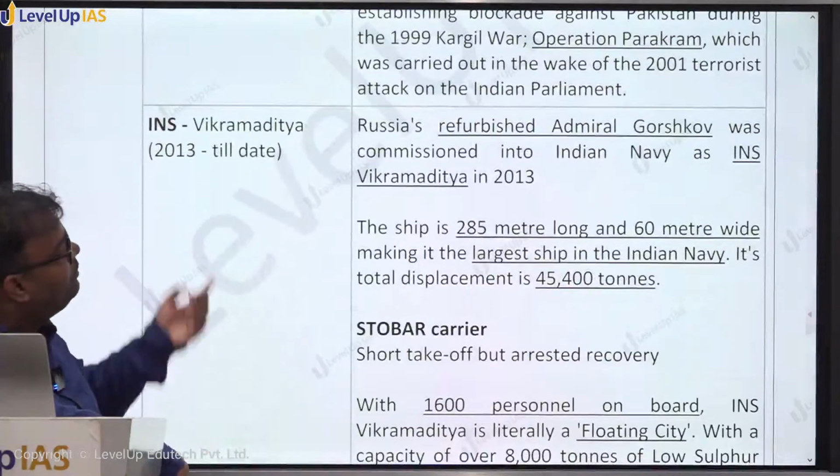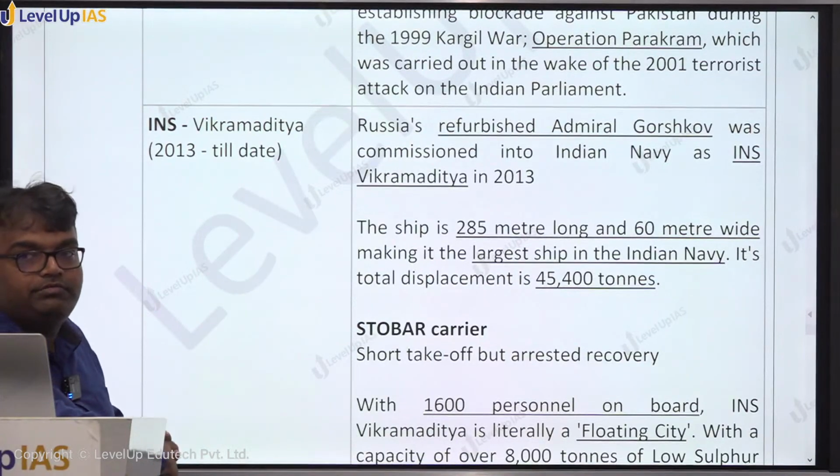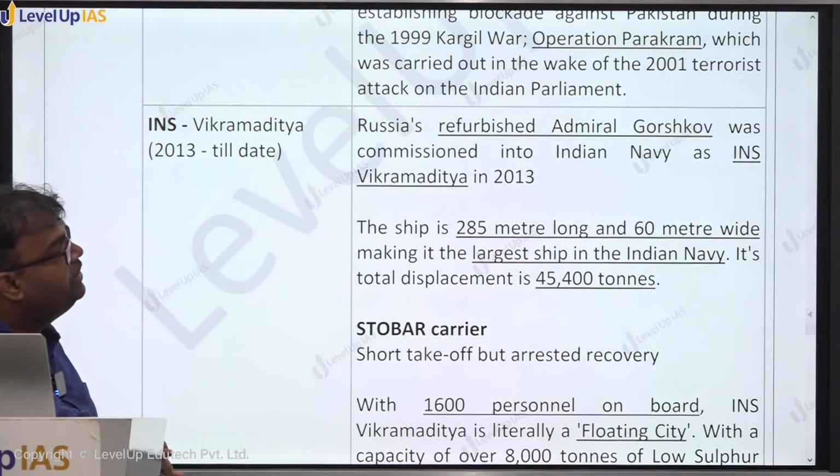Then we have Vikramaditya. Vikramaditya is something that we have taken from Russia. It is Russia's refurbished Admiral Gorshkov. It was commissioned into Indian Navy as INS Vikramaditya in 2013.